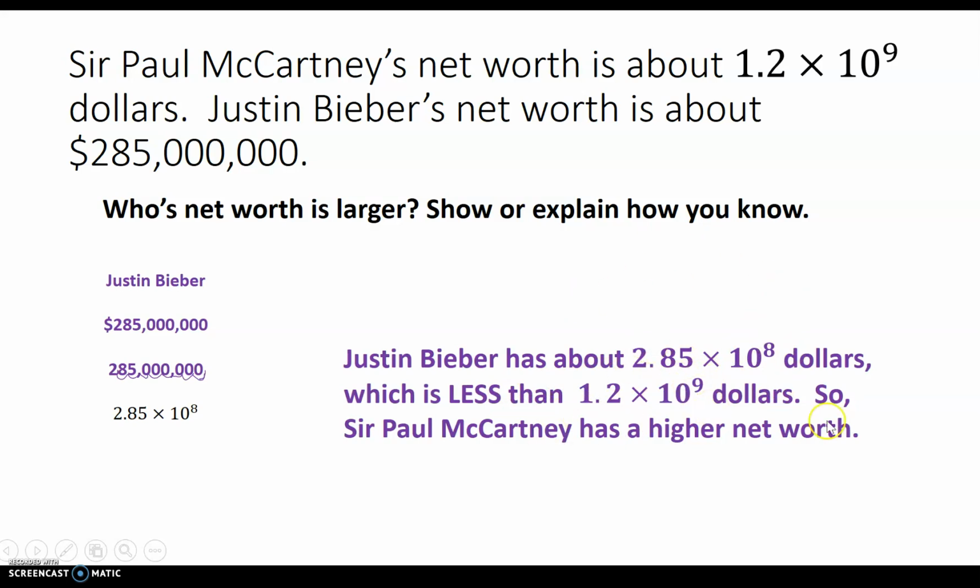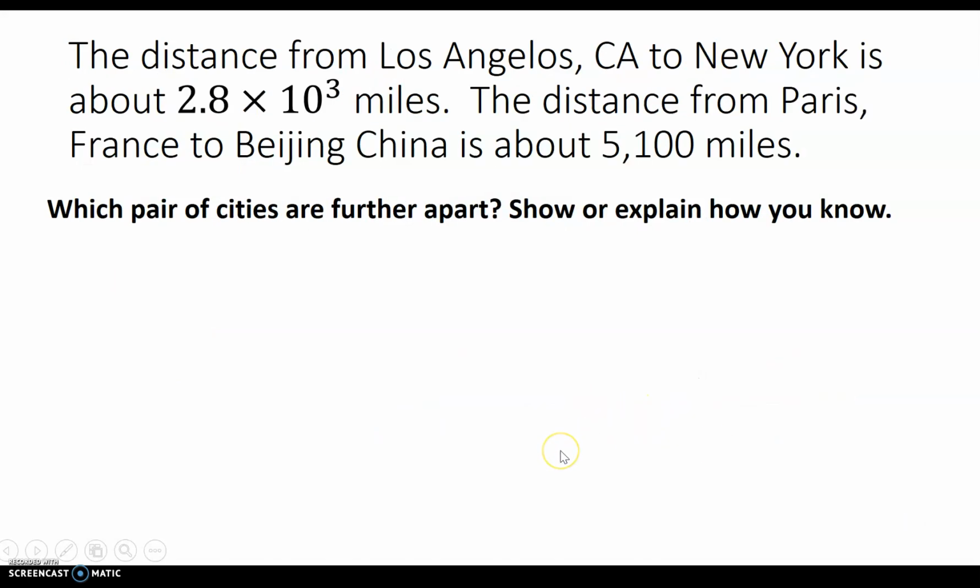So even if we're doing the problem this way, we should hopefully still be seeing that Sir Paul McCartney would have a higher net worth. And then hopefully you're also realizing that when we compare numbers in scientific notation, you should always be looking at the exponent first. Here's another word problem for us.